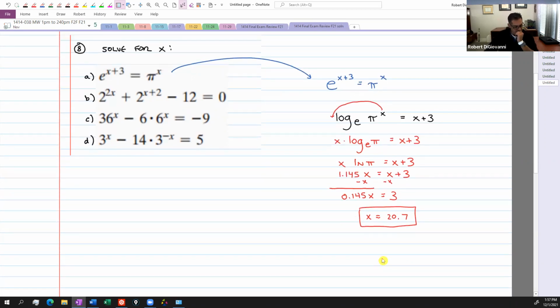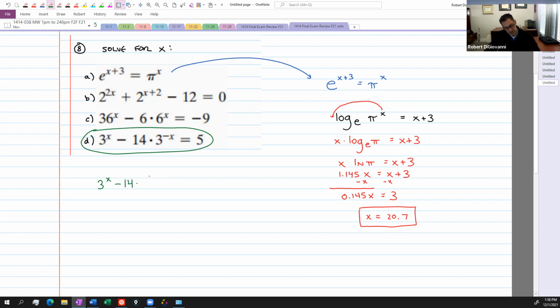Let me look at these two. I think D is the harder of the ones that are left. Well, B is kind of weird too. Let me do D. So in D, we did one like this in class.